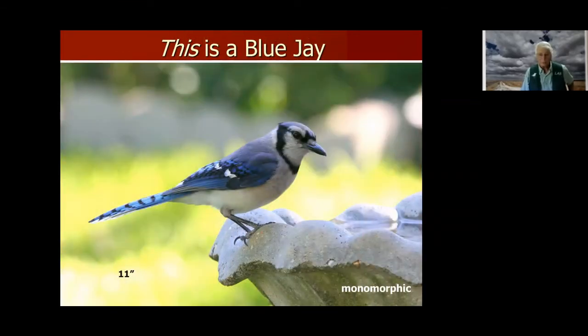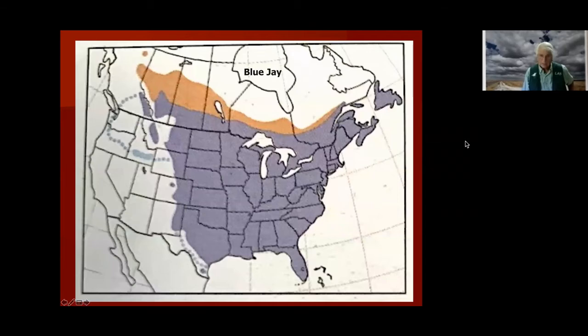This is a blue jay, and it's an eastern bird. All the jays are monomorphic, can't tell male from female. But notice this, what we call a black necklace, whitish or grayish clear undersides, and then this beautiful coloration with the white wing bar there. Here's the map that shows where they live. They are primarily an eastern and midwestern bird, east of the Rocky Mountains. So you don't expect to see blue jays out here in Nevada.